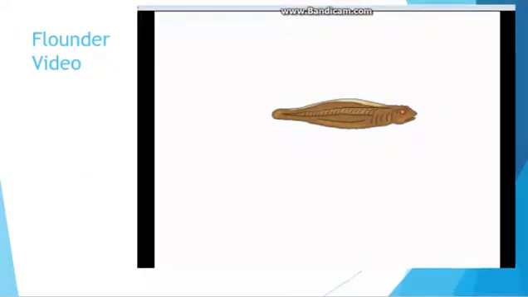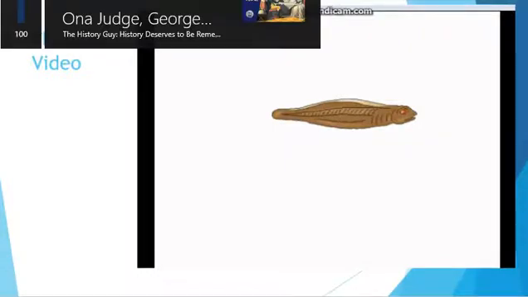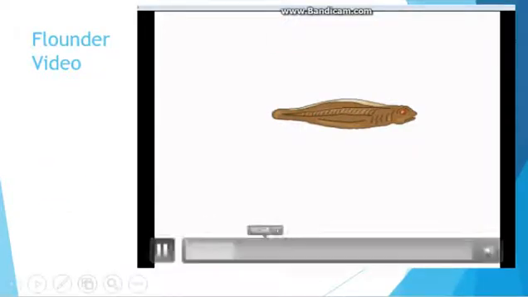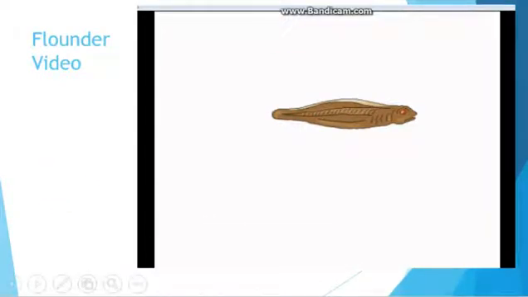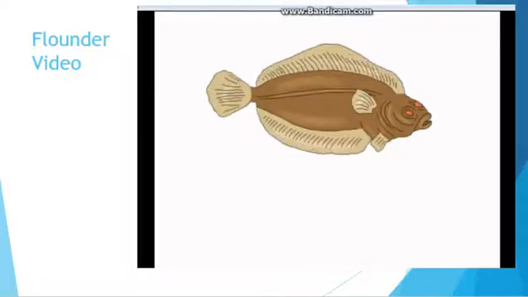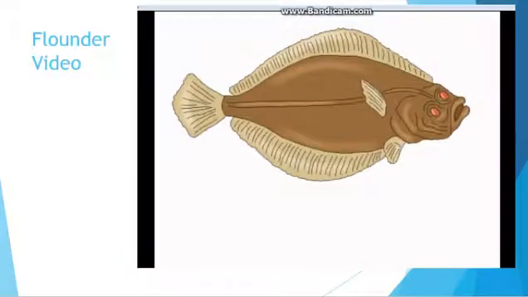Here we go. Like most fish, the larva of a flounder has an eye on each side of its body. However, as the larva develops into an adult, one eye actually migrates over to the other side of the body so the flounder can lay flat on its side and still see with both eyes.